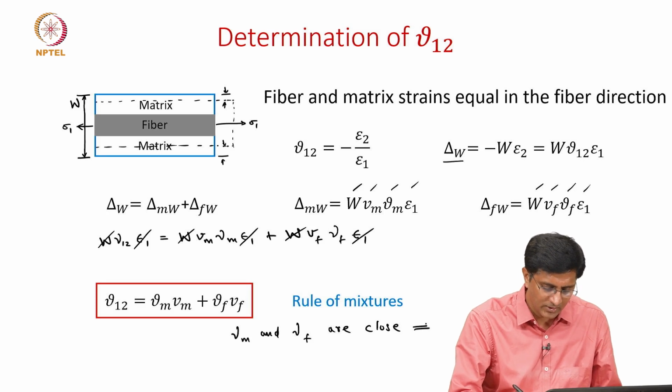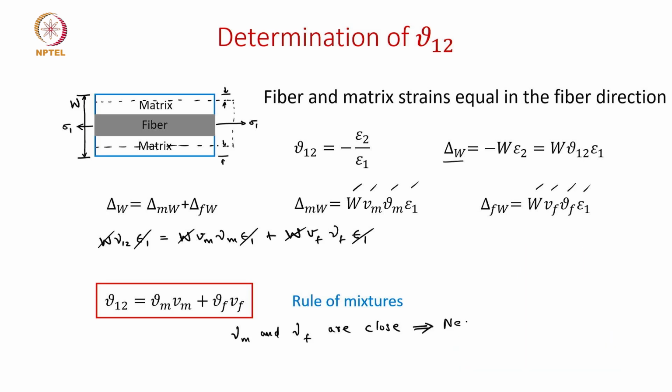now we should say that it is neither matrix dominated nor fiber dominated, because this is very different from E1 and E2. In E1 and E2, we said one of it is fiber dominated, the other is matrix dominated, whereas when we come to the Poisson ratio, since there is no big change in these individual constituent properties, we say it is neutral. So since it is this, we call it neutral.